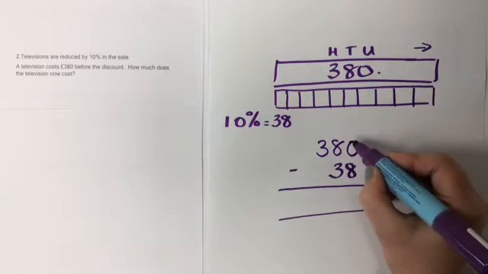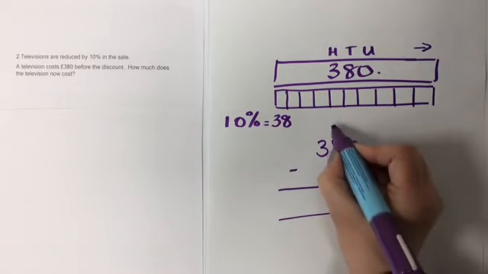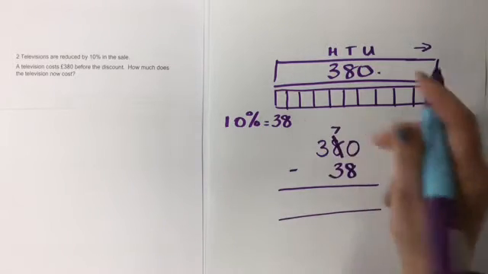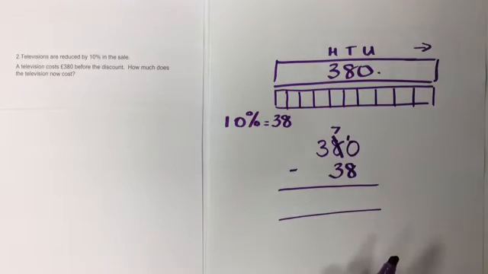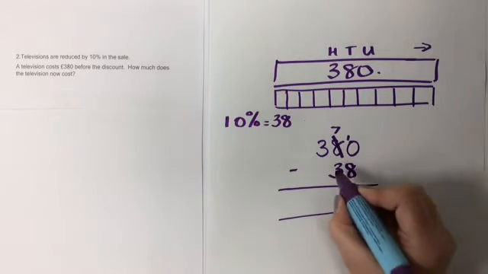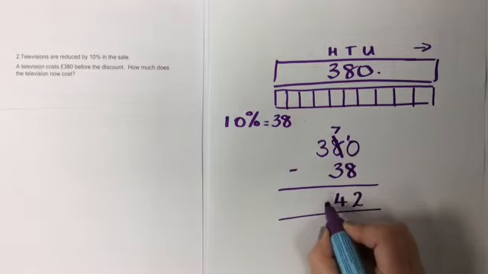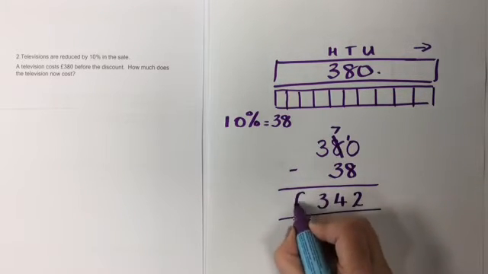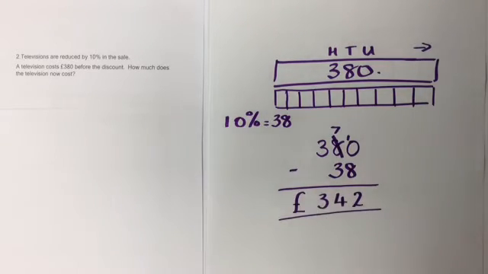So 8 from 0 can't do, so I will exchange 1 of the 10s for 10 units. 8 from 10 is 2. 3 from 7 is 4. 342, and it's pounds we're working in. So to buy this television today, I would only have to pay £342.